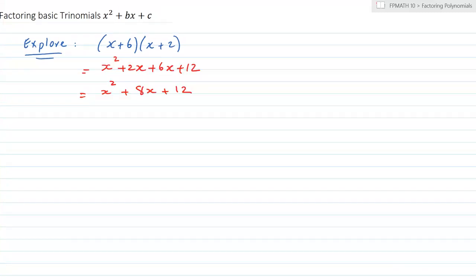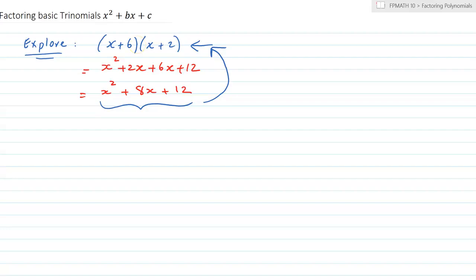All right. So that's what we got, and make sure that you have it the same. Now, this is the trinomial that we actually got after expanding the product on top, the two brackets on top. So the idea is that we want to go backwards. You're given the trinomial x squared plus 8x plus 12. Can you write it as a product of two binomials?